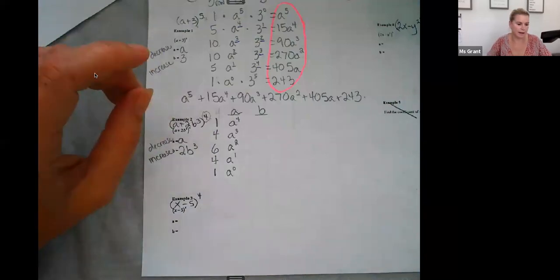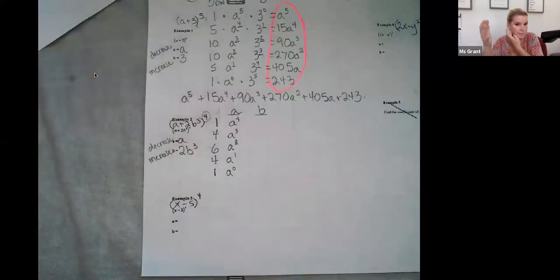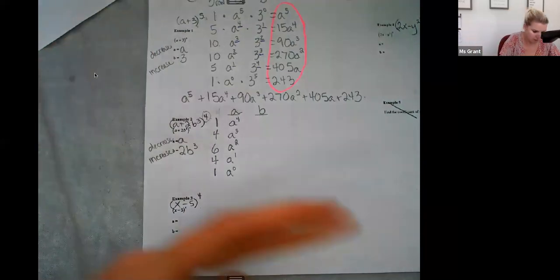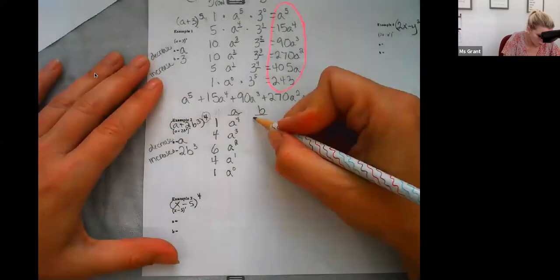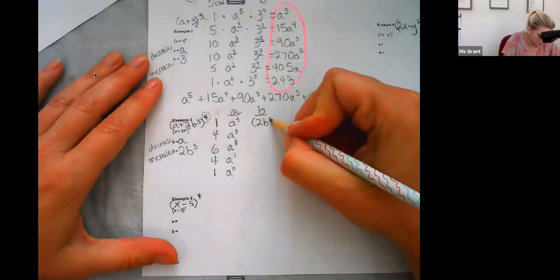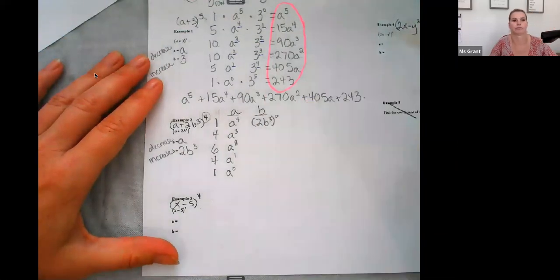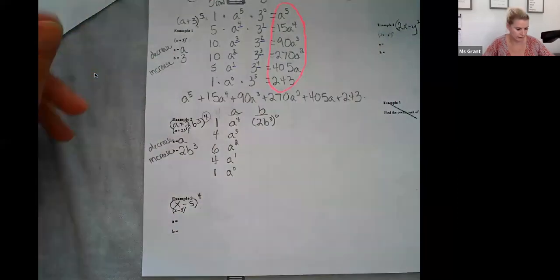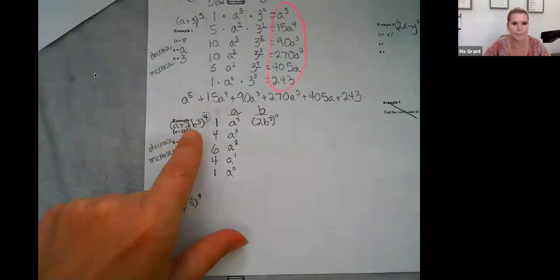Under B, I'm gonna put what my B is. My B is 2b to the third. So I actually have to do 2b to the third to the 0, because that's what my second number in the parentheses was.